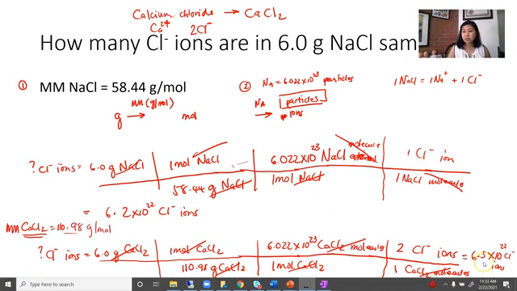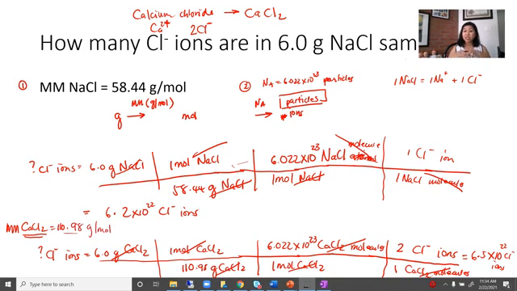So I have 6.5 times 10 to the power of 22. If you look at these numbers, they actually are very much comparable. They are of the magnitude 22 and the values are around 6. So they almost have the same number of chloride ions present.